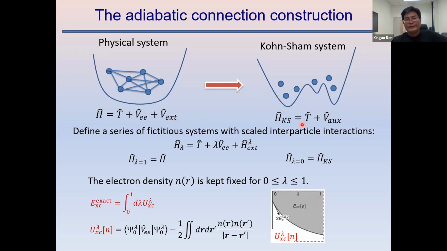Within Kohn-Sham theory, we have a model system which only contains the kinetic energy operator and the external and auxiliary field. This non-interacting Kohn-Sham system is required to have the same density as the physical system. So this is the definition of a Kohn-Sham system. The physical system and the Kohn-Sham system define two limits, and the only connection is that they have the same density.